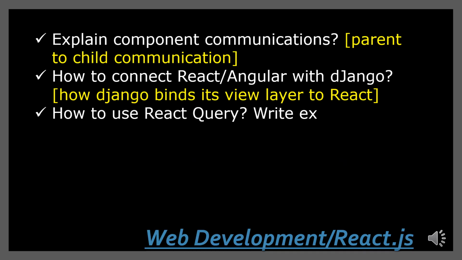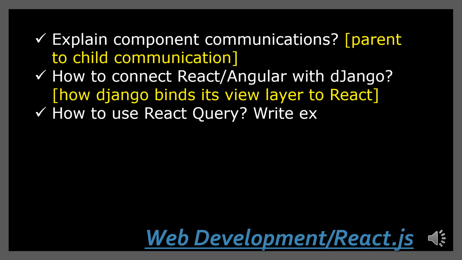Web development, React section. The first one is to explain component communication, that is, parent to child communication. In how many ways can we do that, through the Context API, through data sets and props? We need to explain that here. The second one is how to connect React or Angular with Django. How does it bind with the Django views? We need to explain that.